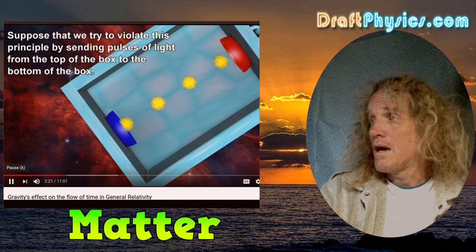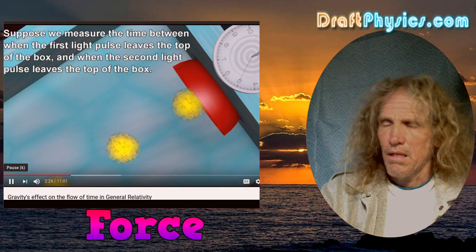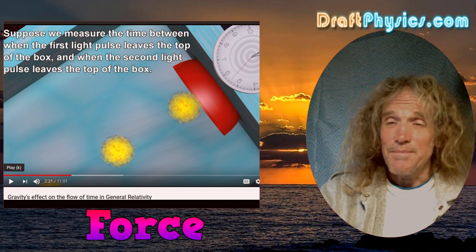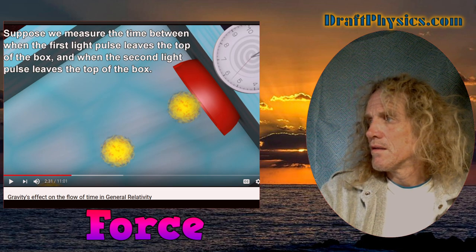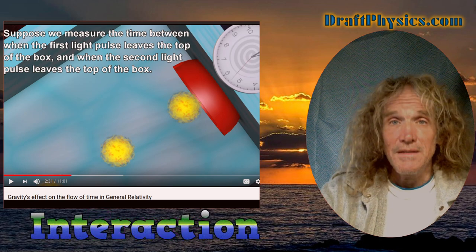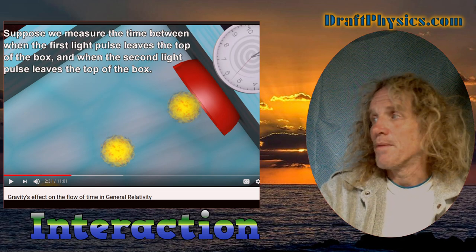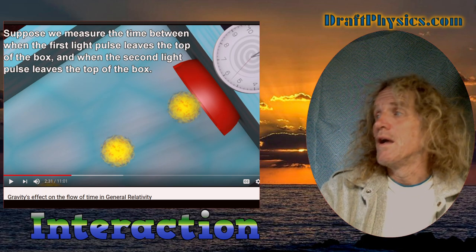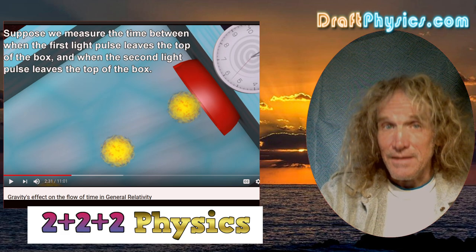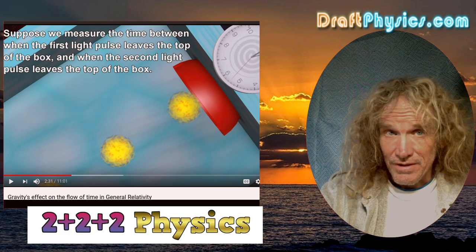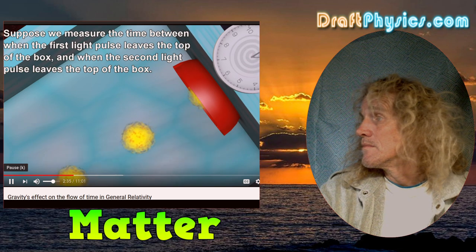Suppose we measure the time between when the first light pulse leaves the top of the box. So the first light pulse, I mean, it's again, it has to be the component of the frequency, you could say. The component of the photon, the first piece of the photon that now will make its frequency, and then the second piece comes out, and then the third piece. But yes, obviously if I'm moving away, I'm obviously going to create more distance between these little blobs because I'm adding distance to what their natural distance would be. And when the second light pulse leaves the top of the box.